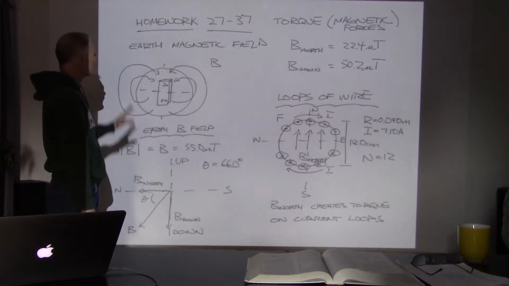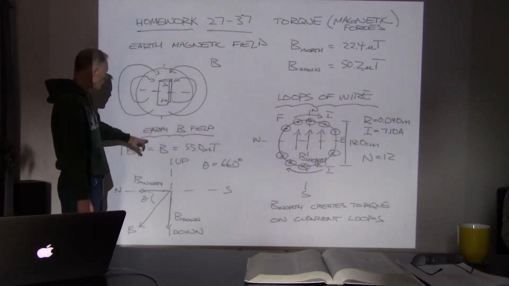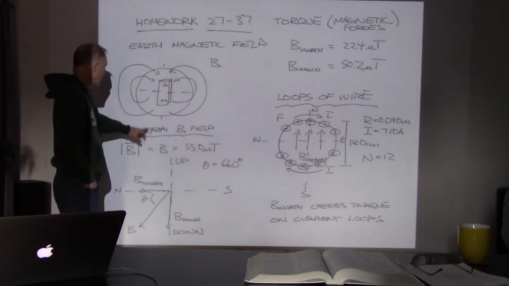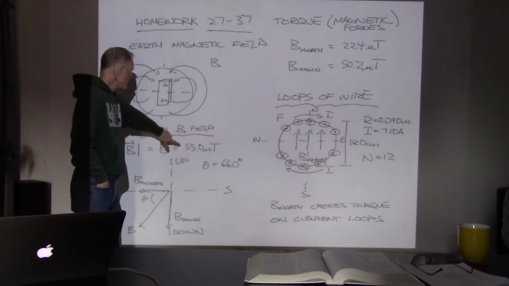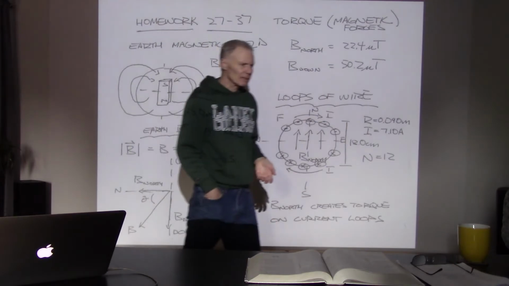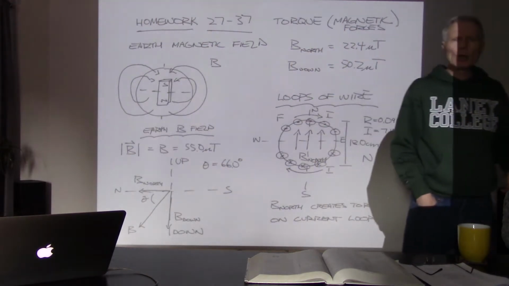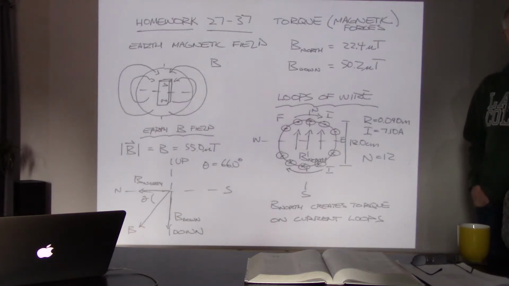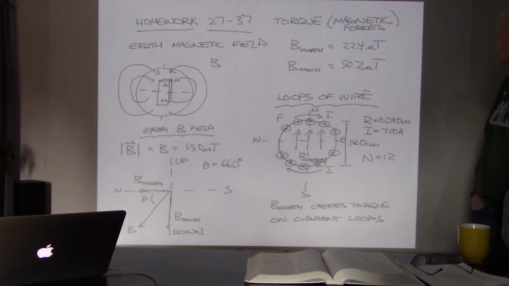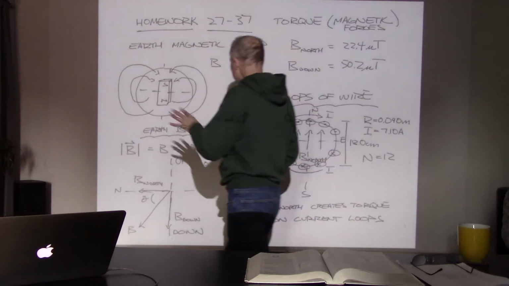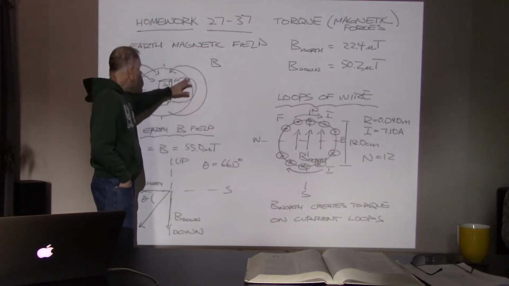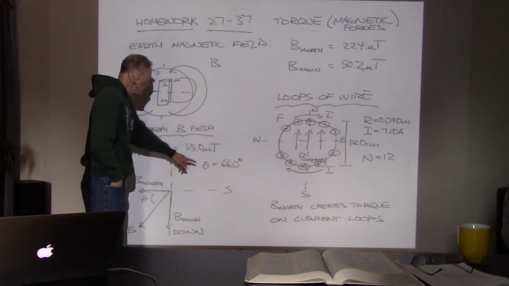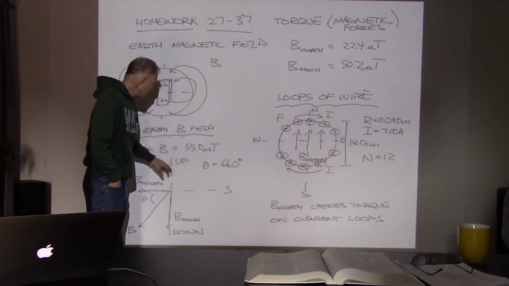So anyway, what they tell us in this problem is we're on the surface of the Earth with a magnetic field of 55 microtesla. Now that's not an unusual number. Earth's magnetic field magnitude does vary from location to location, but 55 microtesla, or 50 microtesla, somewhere around there, is a pretty reasonable number for many regions along the surface.